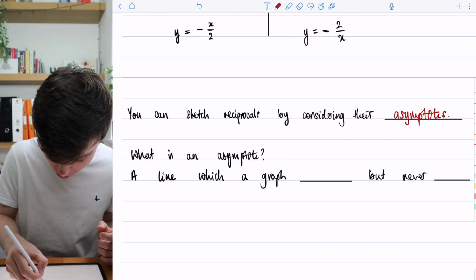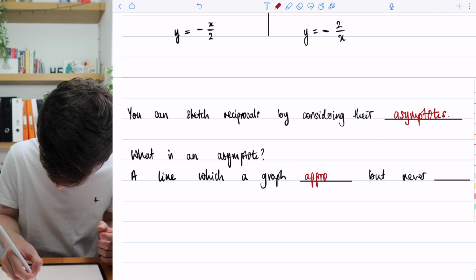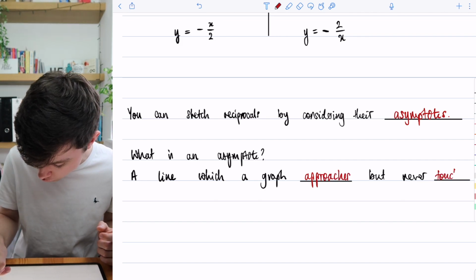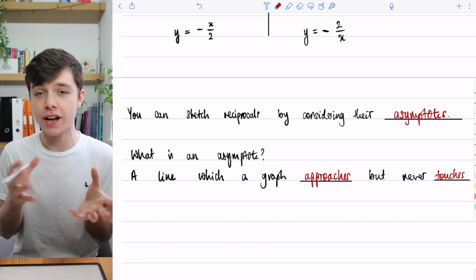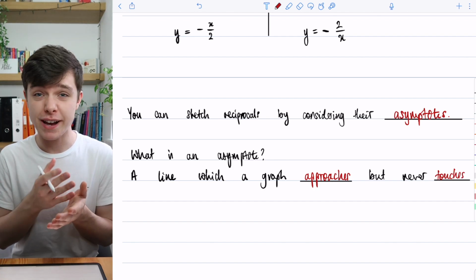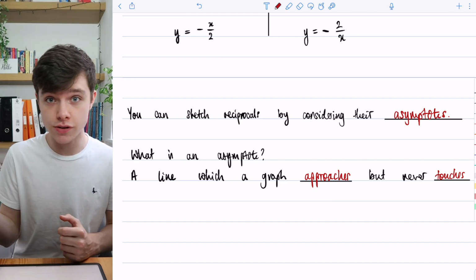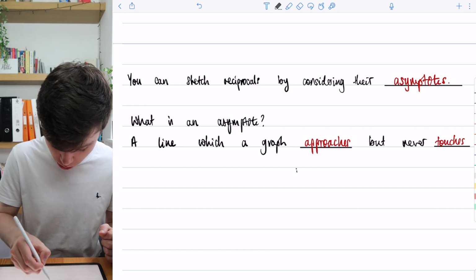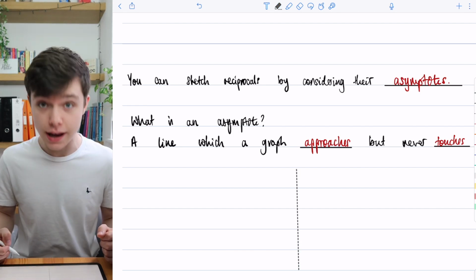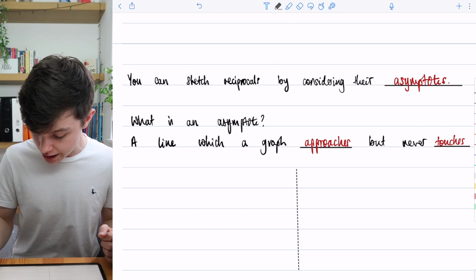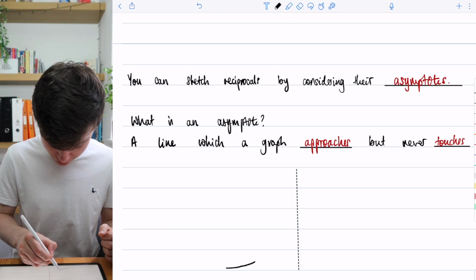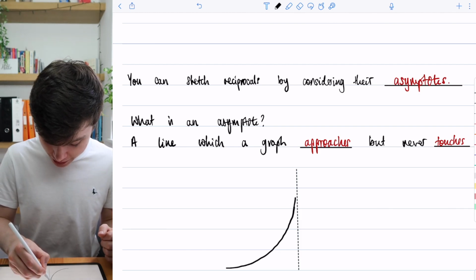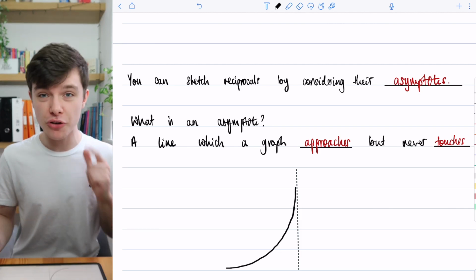So the graph approaches the line but it never touches or crosses, and touches kind of considers the case of crossing, because if it doesn't touch then it's not going to cross. Okay, so if we, for example, had an asymptote, let's say it was a straight line like that, and let's say we had a graph that came up like that, it's going to get closer and closer and closer, but never touch.